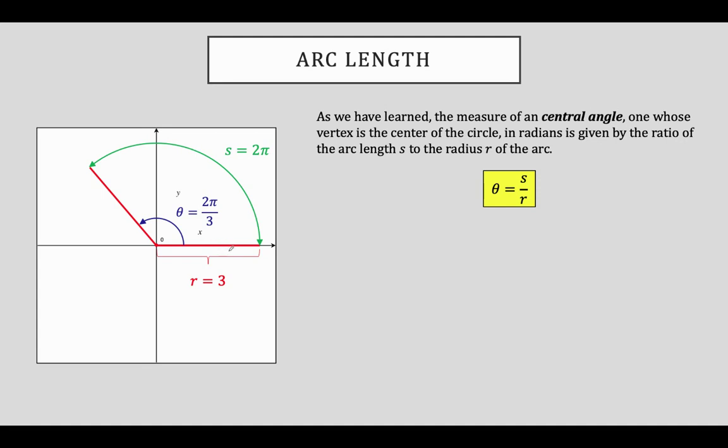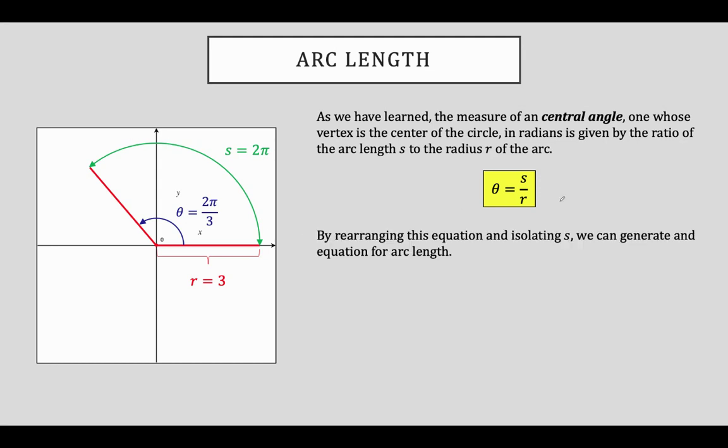Now, one thing to make note of is that if we were to increase or decrease the radius, the arc length would increase or decrease at the same rate. We'd have the same ratios. We'd always end up with a ratio of 2 pi over 3 for this particular angle.